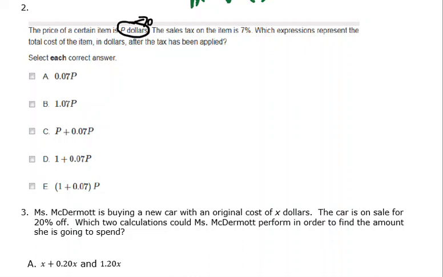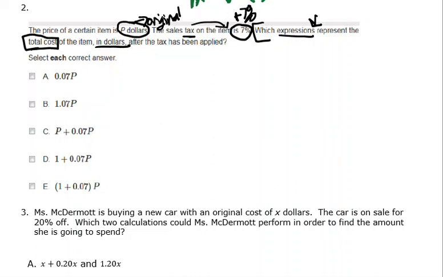And this is my original. The sales tax is 7%. All right, so because it's a tax, this is an increase of 7%. Which expressions, plural, represent the total cost of the item in dollars? So I'm looking for the total cost of the item in dollars after the tax has been applied. So essentially, we're looking for the new.